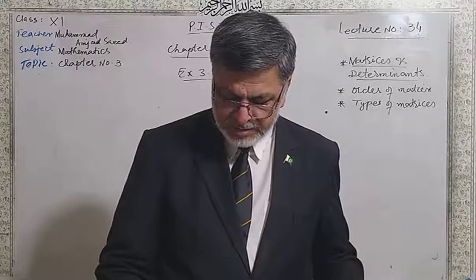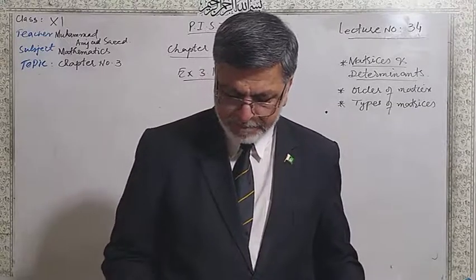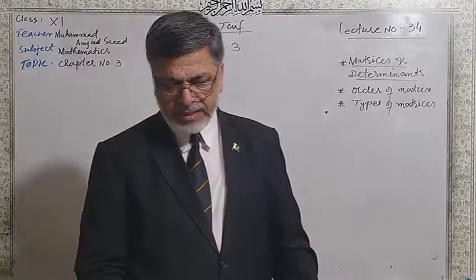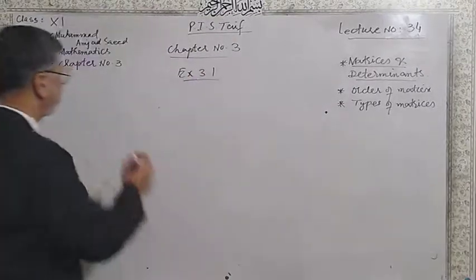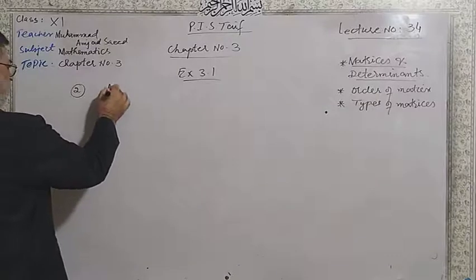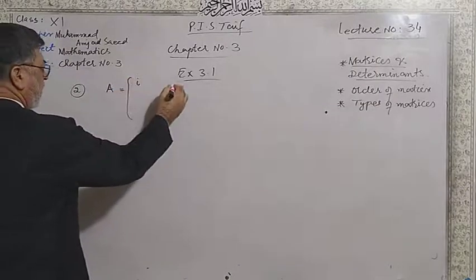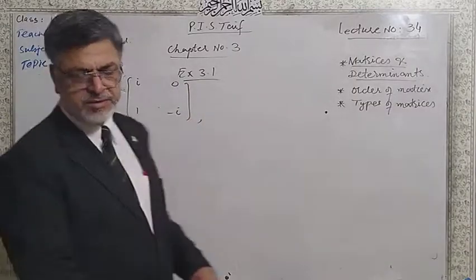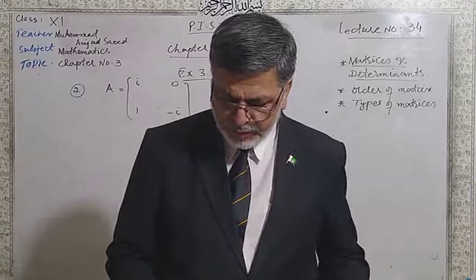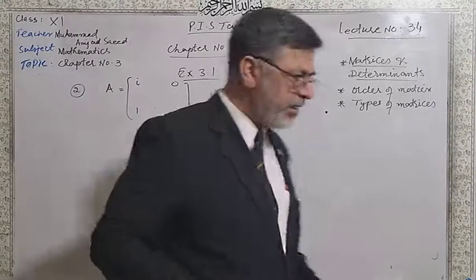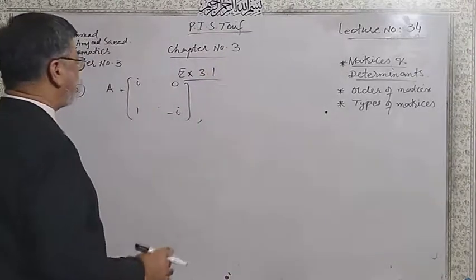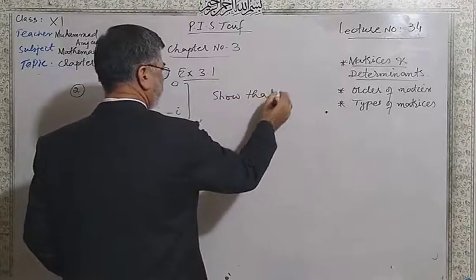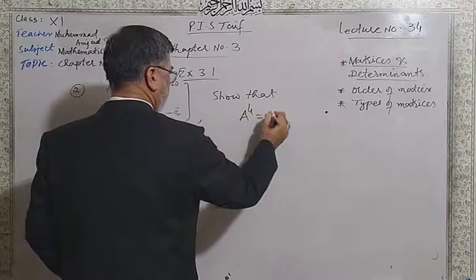After that, question number 2 is given: A is the matrix iota, 0, 1, minus iota. Show that A4 is equal to I2. I2 means the identity matrix of order 2. Show that A4 is equal to I2.